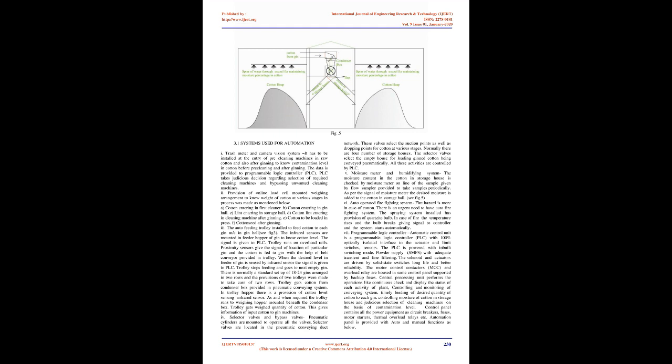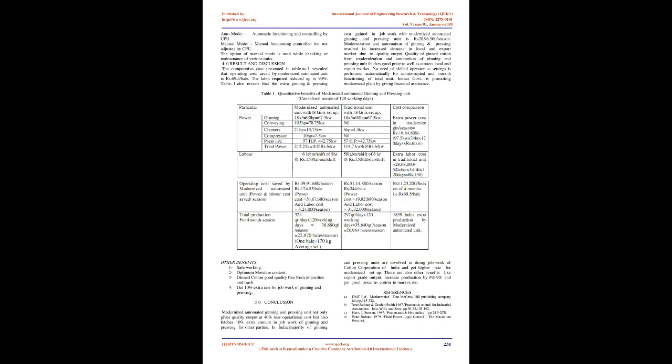Infrared sensors are mounted in the feeder hopper of the gin to detect the cotton level. The signal is given to the PLC. The trolley runs on overhead rails. Proximity sensors signal the location of a particular gin, and cotton is fed to the gin with the help of a belt conveyor provided in the trolley. When the desired level in the gin's feeder is sensed by the infrared sensor, the signal is given to the PLC. The trolley stops feeding and goes to the next empty gin.